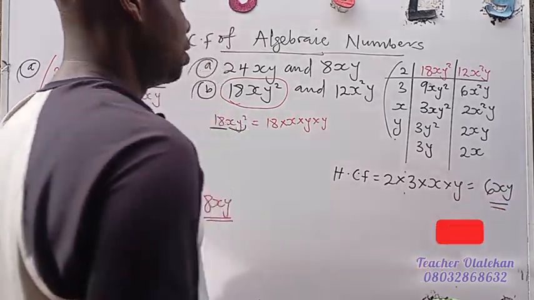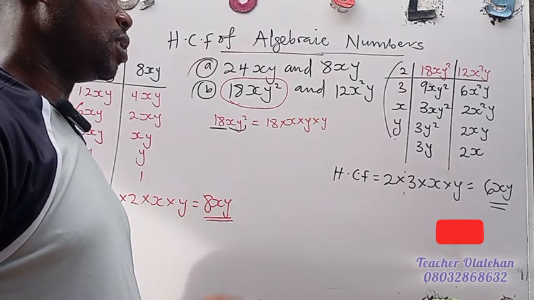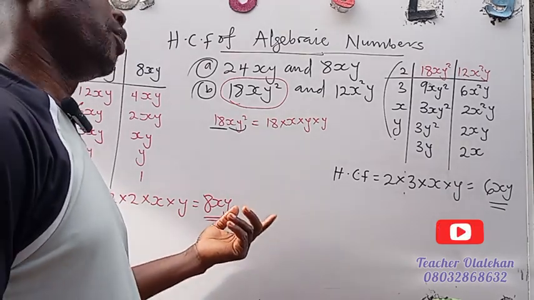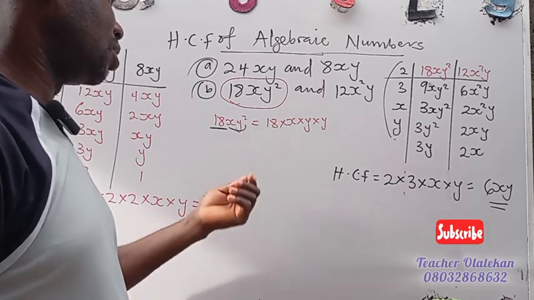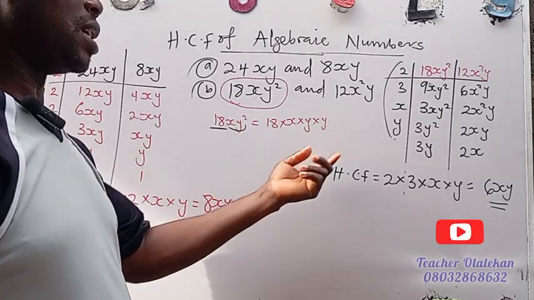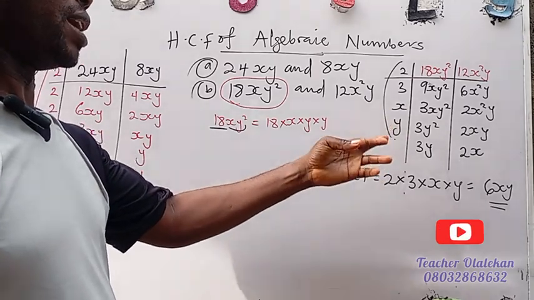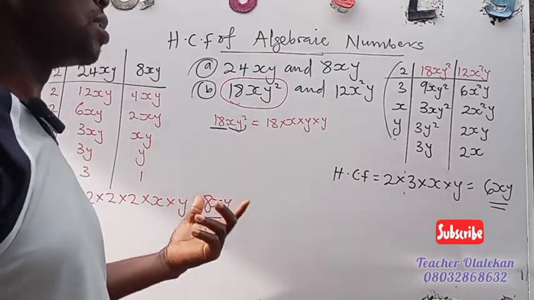Finding the HCF of algebraic expressions is just like finding the HCF of normal figures, but the difference is just the algebraic numbers. Just know that when you are dividing with x or y, it only cancels one of them. And in using this method to find the HCF, you only use common factors.